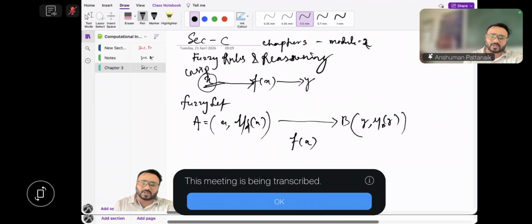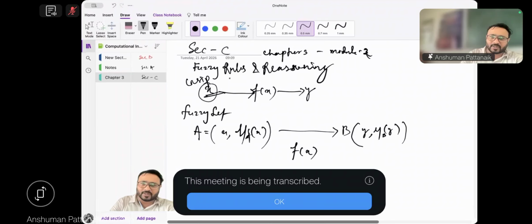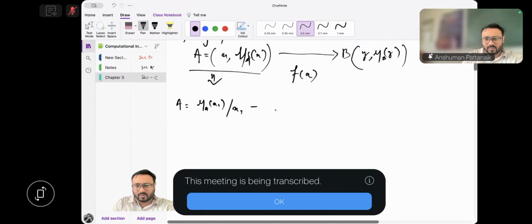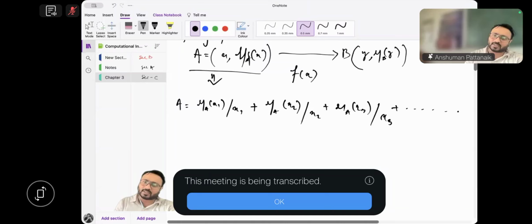Let's rewrite the equation, and for understanding, let me represent fuzzy set A. A can be represented as mu of A of x1 upon x1, mu of A of x2 upon x2, mu of A of x3 upon x3, and so on. Right? We write like this.